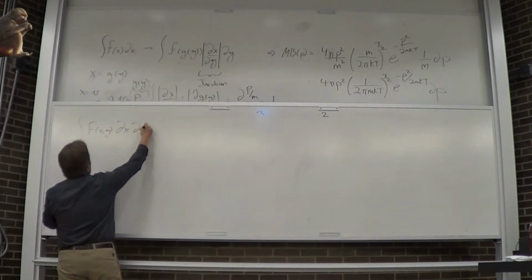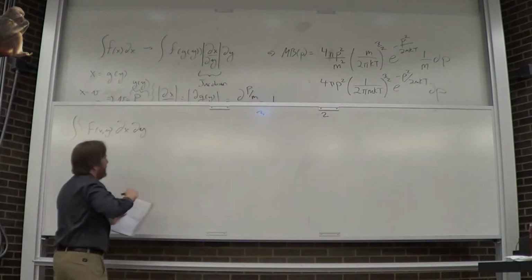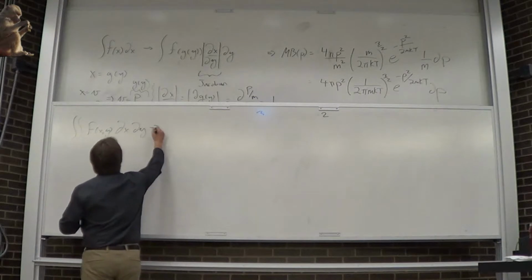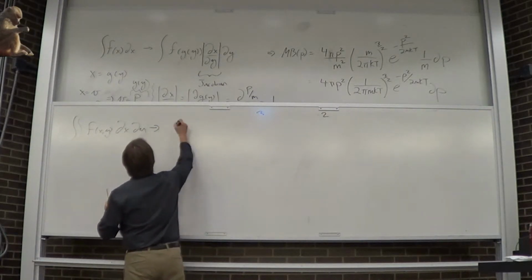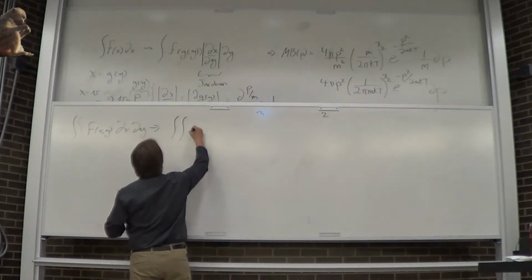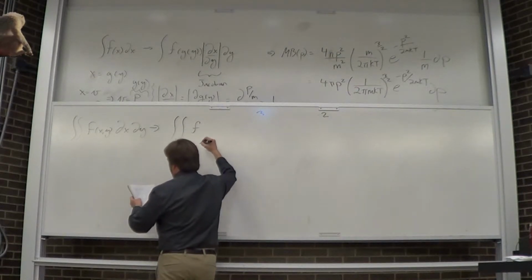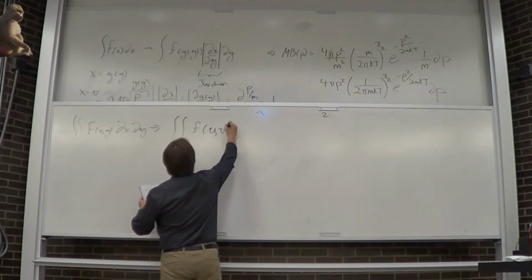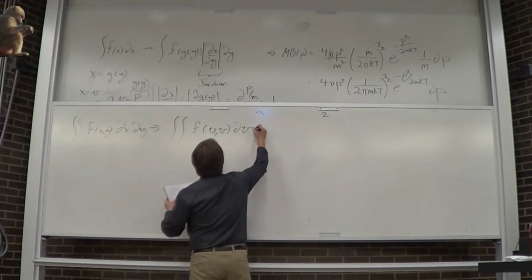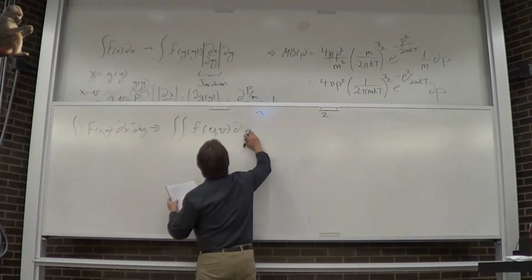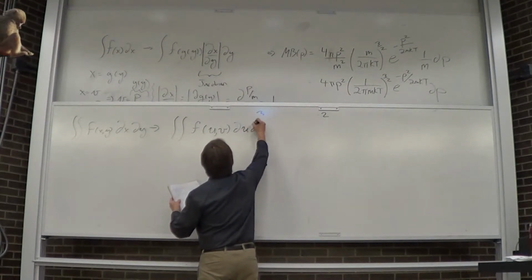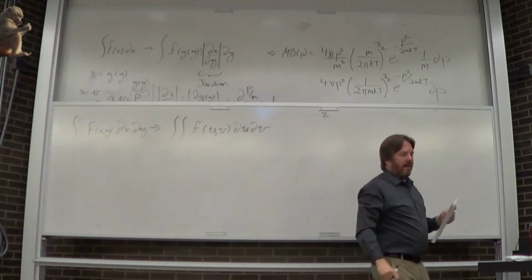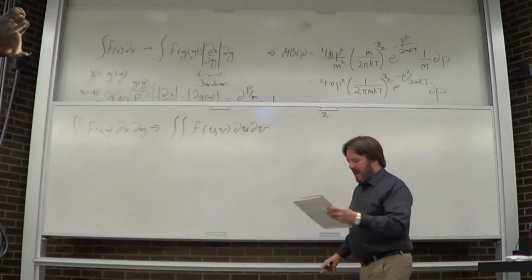and partials of y, so I better write 2 integral signs, to something different. F of u and v, and of course, I better have partials of u, partial of v. Okay, how do I do that? Well, Jacobian.